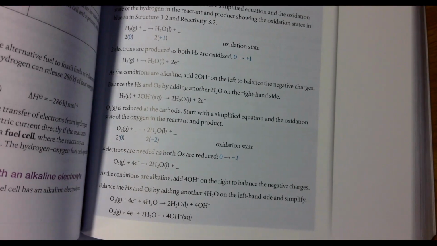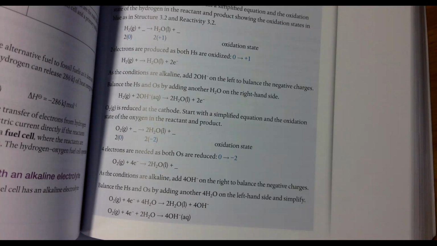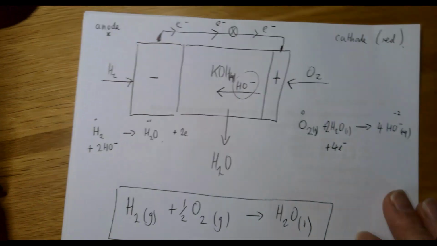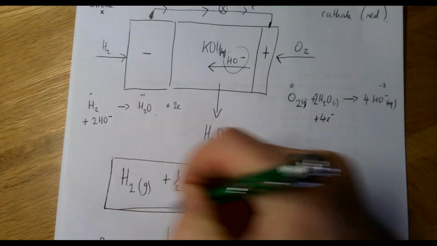Have a look at this book, pause this and have a read if you want to think about a different way of approaching this. The key thing is to know you can work out those reactions, those half equations. When you combine those half equations and cancel everything out, you end up with that.